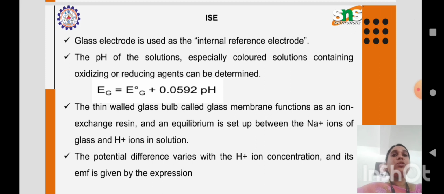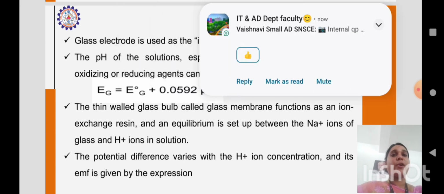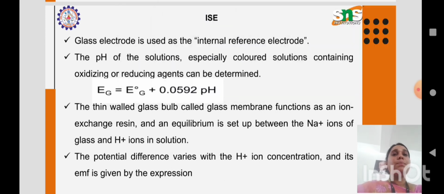The glass electrode is used as the internal reference electrode. The pH of a solution, especially a colored solution containing oxidizing or reducing agent, can be determined using this glass electrode. Here Eg is the sample and Eg naught is the reference one. It represents the reference glass electrode for the hydrogen ion.